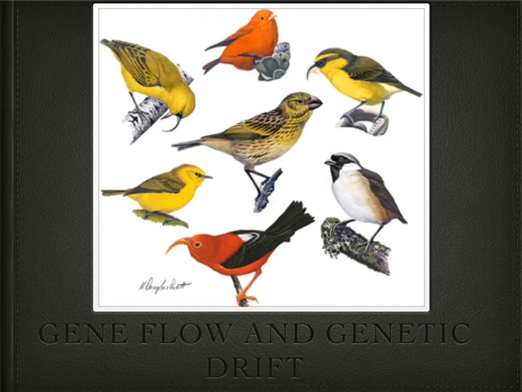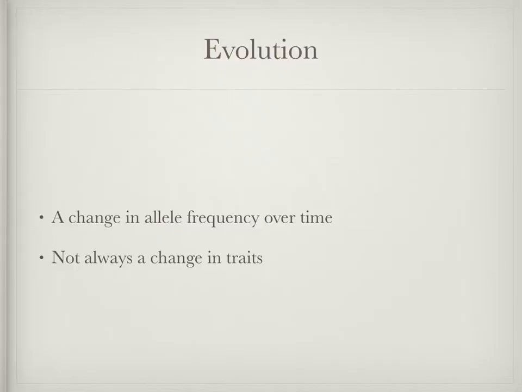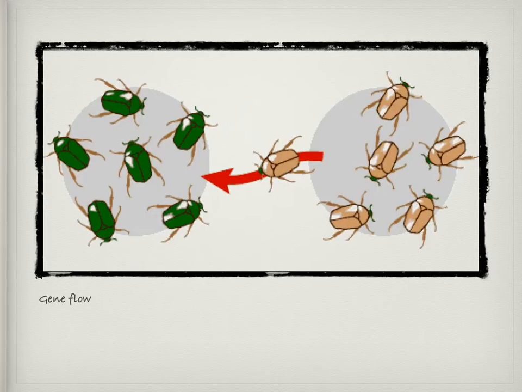Today we'll be talking about two mechanisms involved in evolution. They are migration, otherwise known as gene flow, and genetic drift. First, let's remember that evolution is a change in allele frequency over time. It doesn't necessarily mean that the phenotype of the organism is evolving, just that the genes are changing in frequency from generation to generation. So evolution can occur even if there's no obvious change in the shape, size, or color of the organisms in the population.